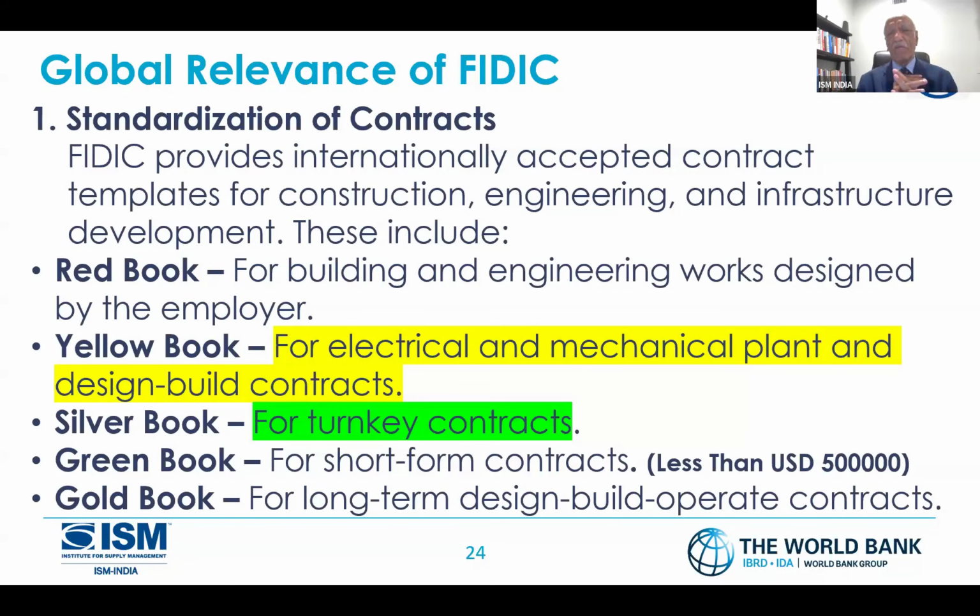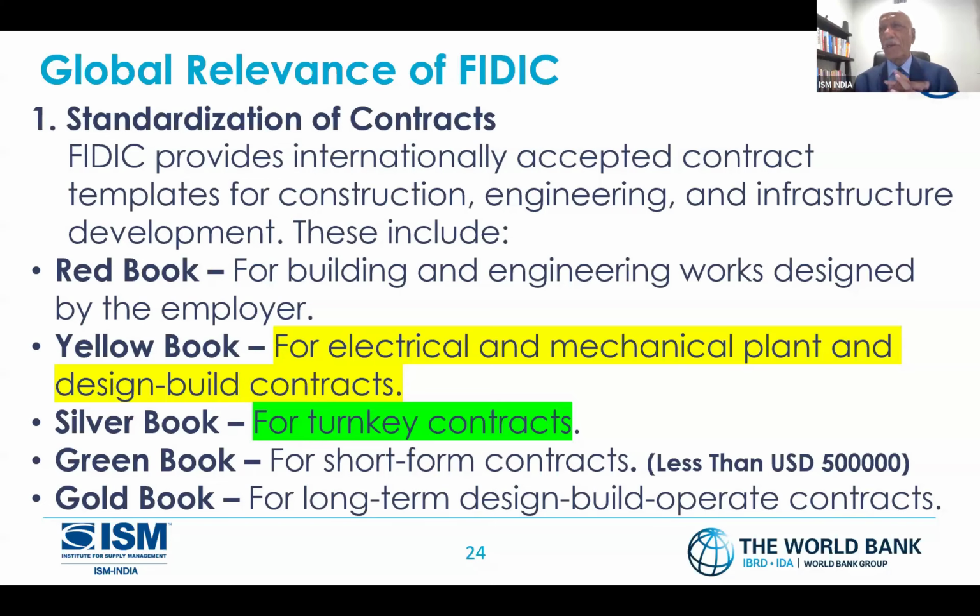The Red Book is for building and engineering works. Anywhere you're doing building work costing more than $5 million, then certainly the Red Book is the one. Then the next is the Yellow Book, for electrical and mechanical plant and design and build contracts. As the name indicates, they will design it and they'll build it, but they will not start the project. They say, guys, here's the building, go and do it now. The Silver Book means turnkey. They give me the key: everything is ready, just go and sit and start working.